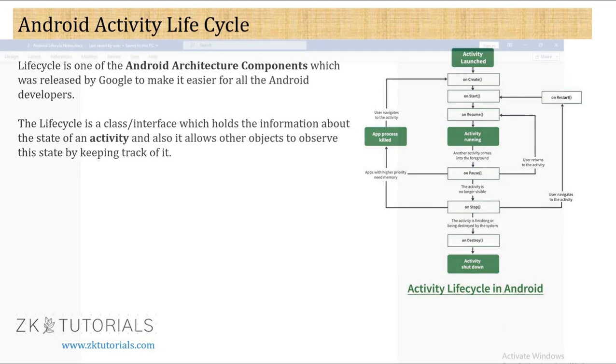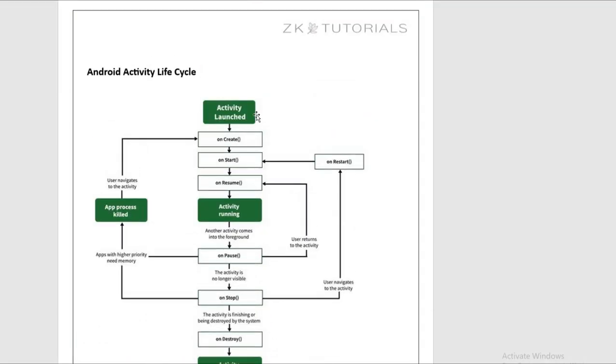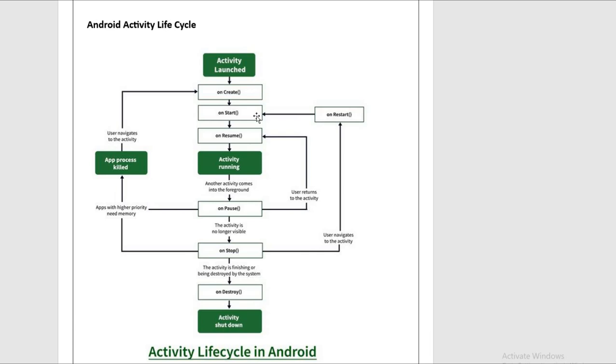So let's have a look at this graph, which is the life cycle graph. There are 7 methods of activity life cycle: onCreate, onStart, onResume, onPause, onStop, onDestroy, and onRestart. Let's check them one by one. Whenever in your mobile you run some application, some activity is launched.